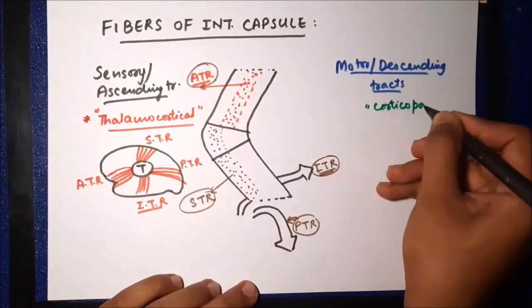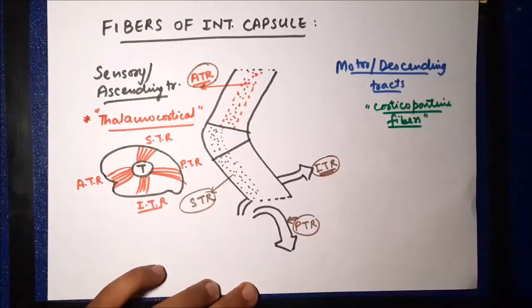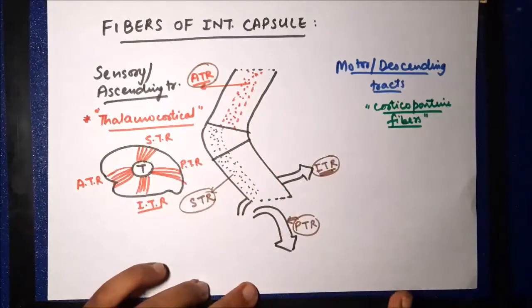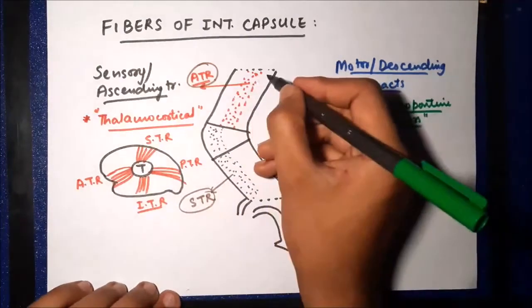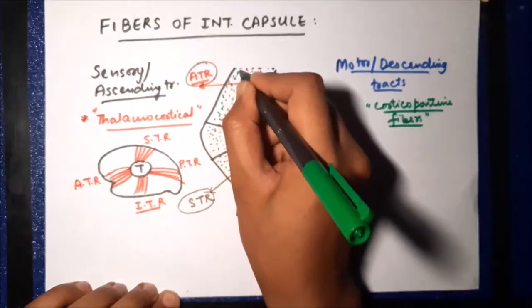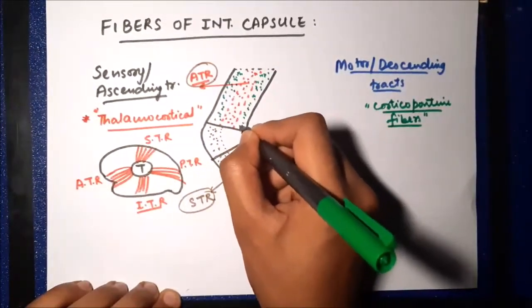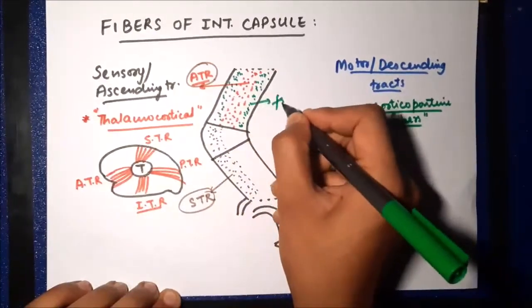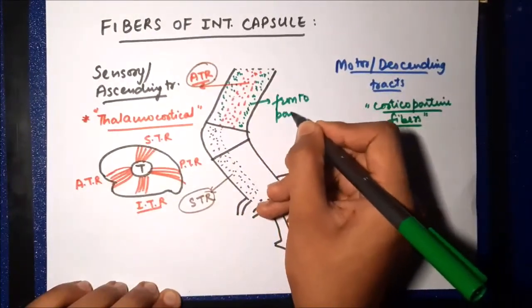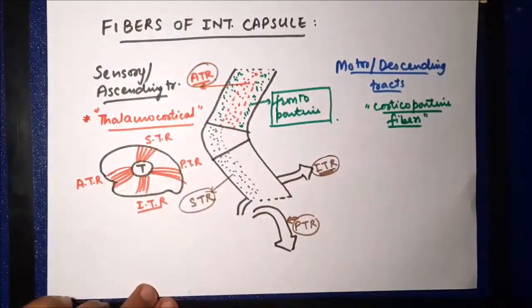Now, motor or descending fibers, they are basically corticopontine fibers. It means they start from the cerebral cortex and go to the pons. So in the path they pass through the internal capsule. So the fibers which are present in the anterior limb, these descending fibers, they start from the frontal lobe of the cortex to pons, and thus they are known as frontopontine fibers. So they are frontopontine fibers.